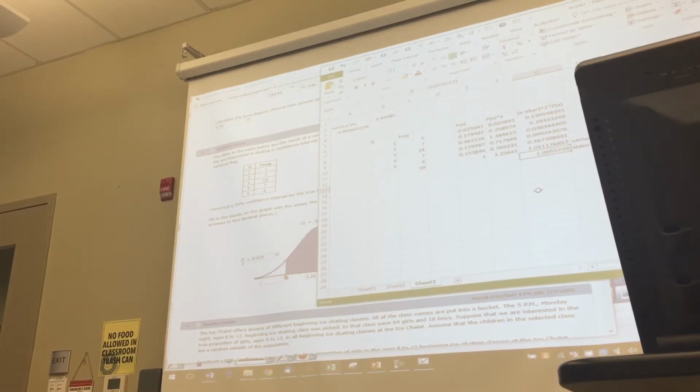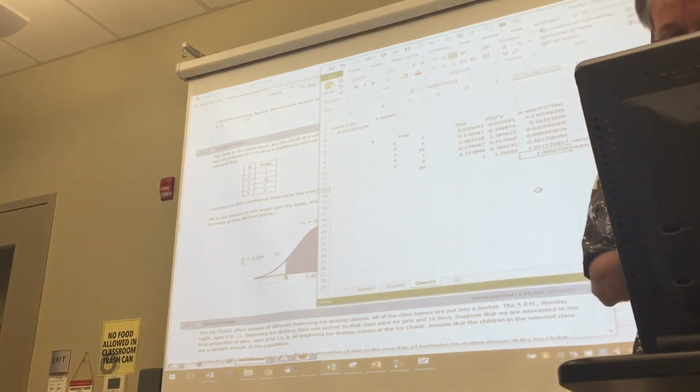Which gives me 0.16102. So to get my error bar margin, I've got to take this number times that number. 0.16102.